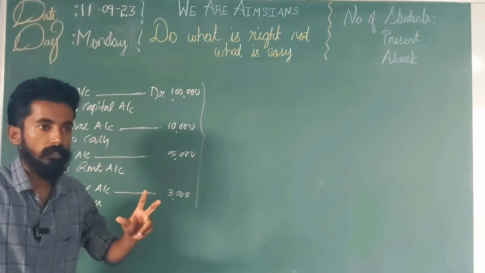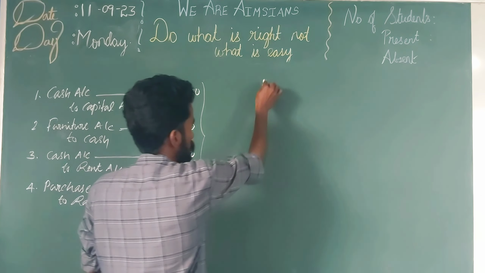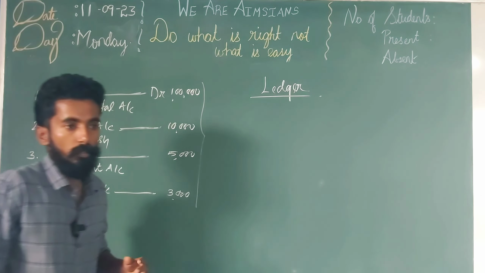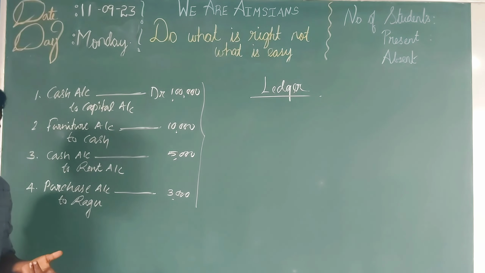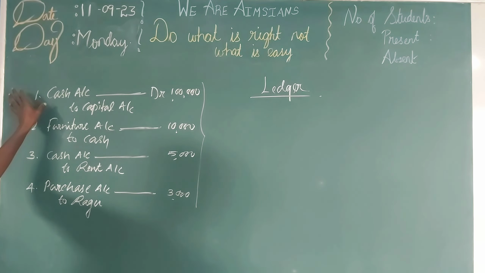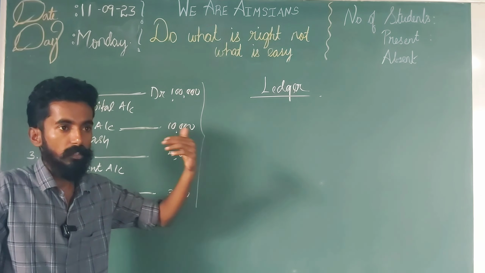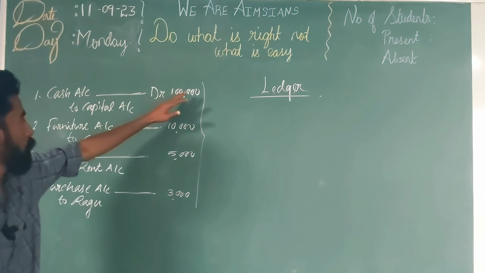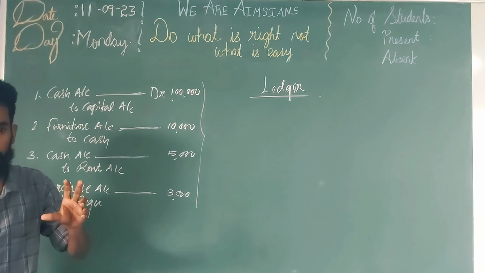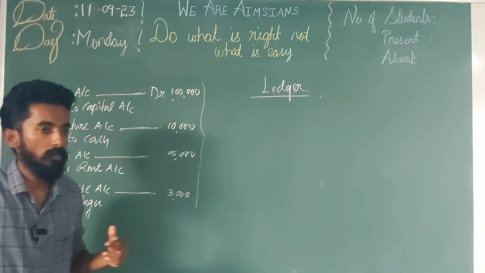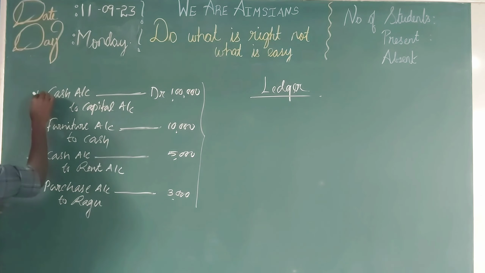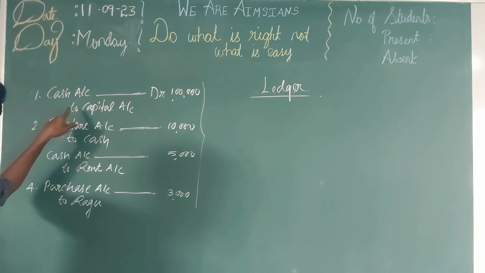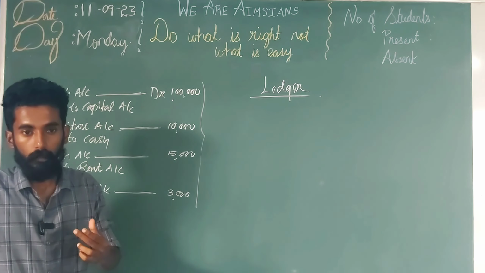Now the next topic, that is ledger. When we are going to prepare a ledger account, suppose a person commenced business with cash. Automatically the entry will be cash account debited to capital account. So first, where do I have to post this entry? This entry is going to affect two accounts. The first one is cash account, the second one is capital account.